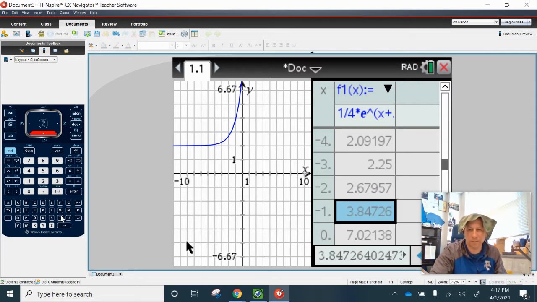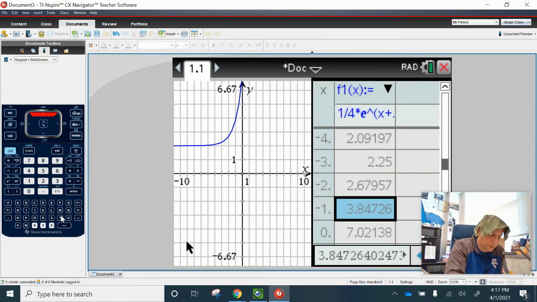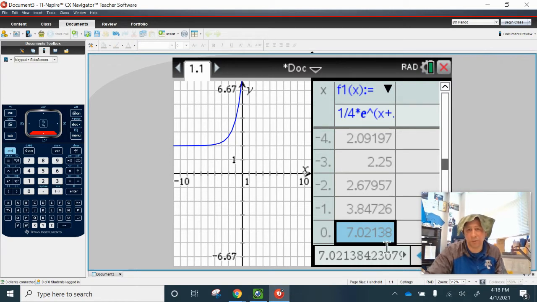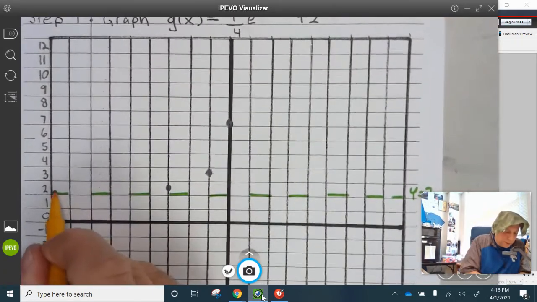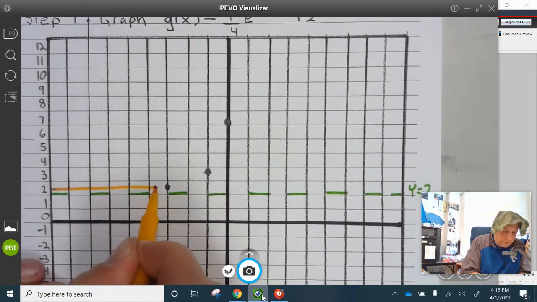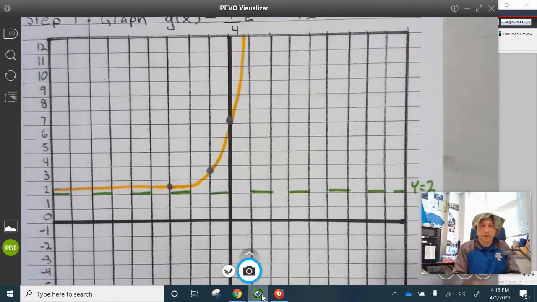Looks like that might be okay. -1, 3.84, which will be okay. And then 0, 7, that's pretty close to 0, 7. So 0, 7. It's right here. Okay, so now we have our points. And so we know that it's going to fall along the asymptote and then go through and then up through those points. And there's our graph.